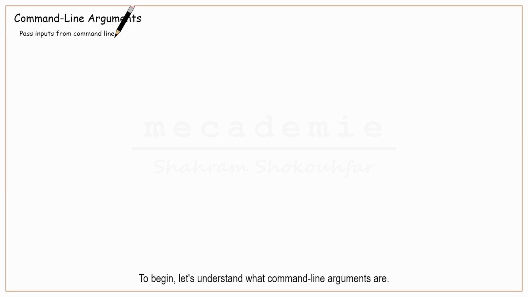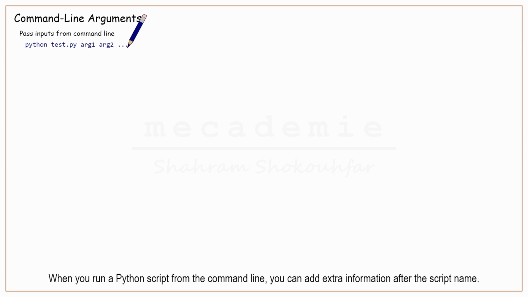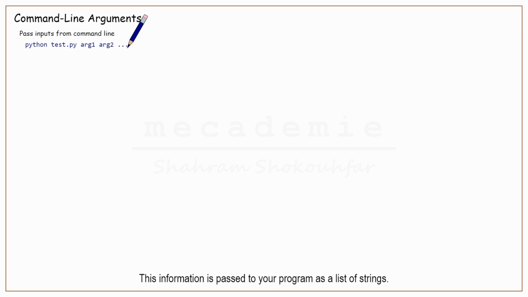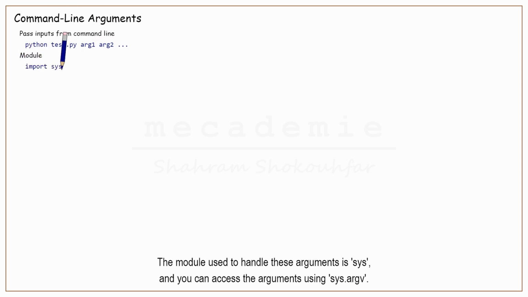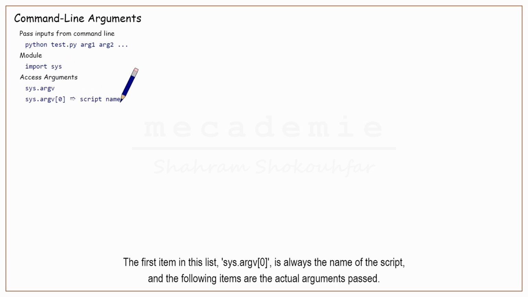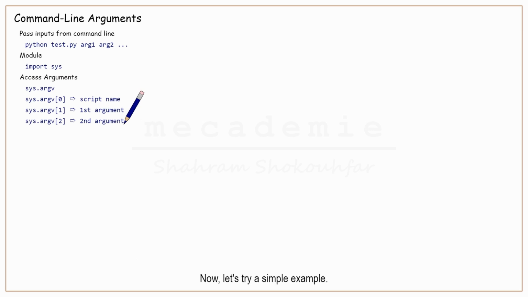To begin, let's understand what command line arguments are. When you run a Python script from the command line, you can add extra information after the script name. This information is passed to your program as a list of strings. The module used to handle these arguments is sys, and you can access the arguments using sys.argv. The first item in this list, sys.argv[0], is always the name of the script, and the following items are the actual arguments passed. Now let's try a simple example.